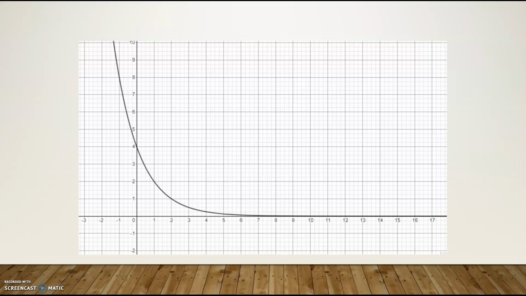Okay, so here's our 0, 4. Here's our negative 1, 8 that we found, and then we used 2. Yeah, we used 2 and we got 1. So 2, 1. The horizontal asymptote is y equals 0. Okay, so it looks like what we just graphed. And we have a decreasing function.